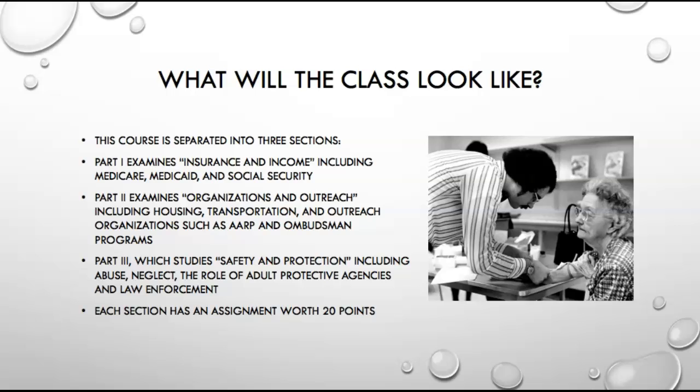So what will our class look like? I've broken this up into 3 sections. The first section will be about insurances and income. The second section is about organizations and outreach. And the third section will be about safety and protection. Each section will be capped with an assignment, and those assignments are worth about 20 points each. So you'll have 3 section assignments for 60 points, and the discussion board is worth about 40 points, and that'll make up your total grade.